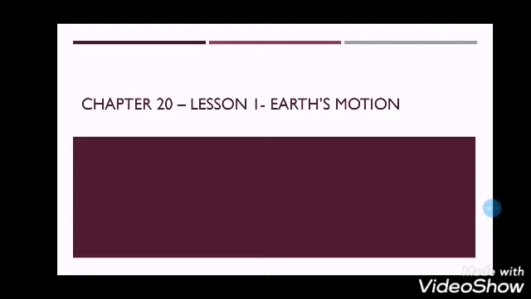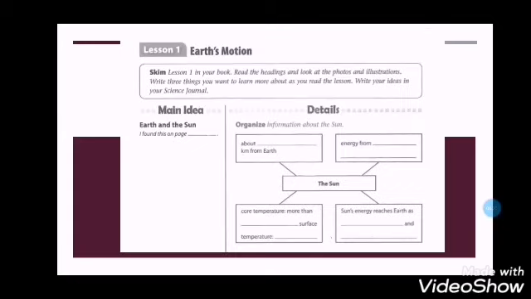I'm going to start with Lesson 1, Earth's Motion. Your workbook, page 206, 207, and 208. This is Lesson 1 in Chapter 20. It's about Earth's motion. First of all, we have to organize information about the Sun. The answers to this exercise are found on page 727 in your book.